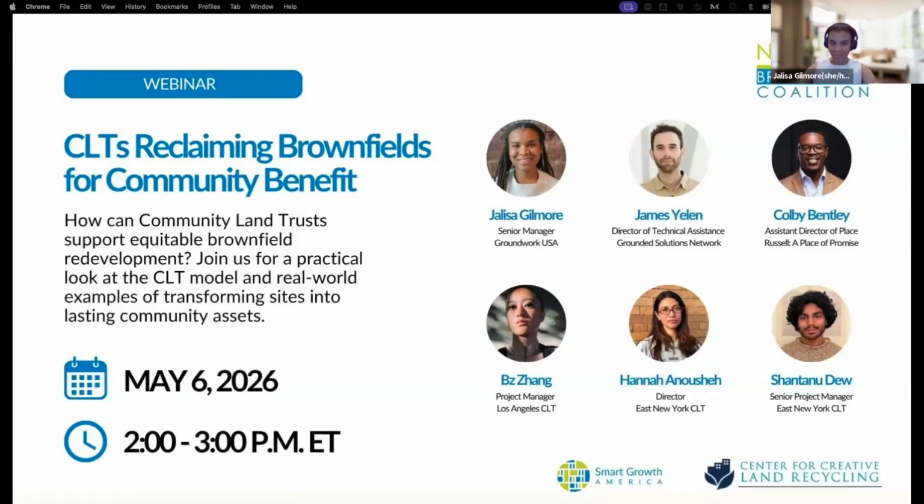And then, last but not least, we have Shantanu Dey, the Senior Project Manager at the East New York Community Land Trust. Shantanu is a born and raised New Yorker and a graduate of Haverford College with a degree in growth and structure of cities. He is deeply committed to advancing social and public housing initiatives. Shantanu's professional work focuses on fostering democratic, tenant-led processes and addressing the urgent need to prevent the displacement of the East New York community.